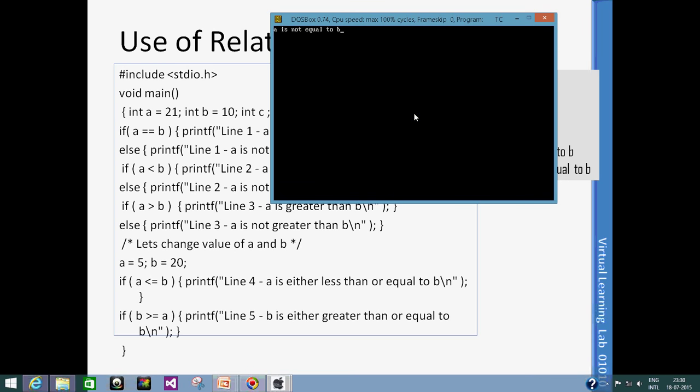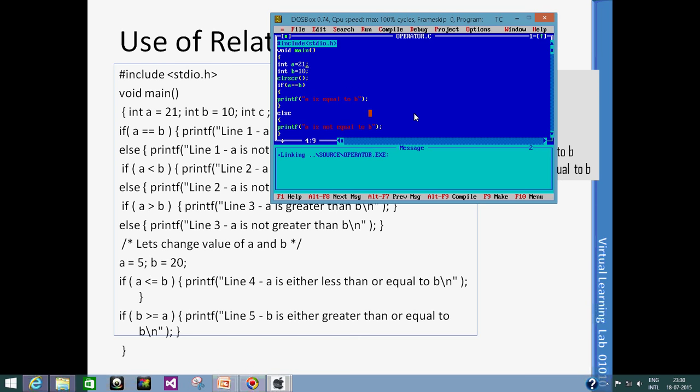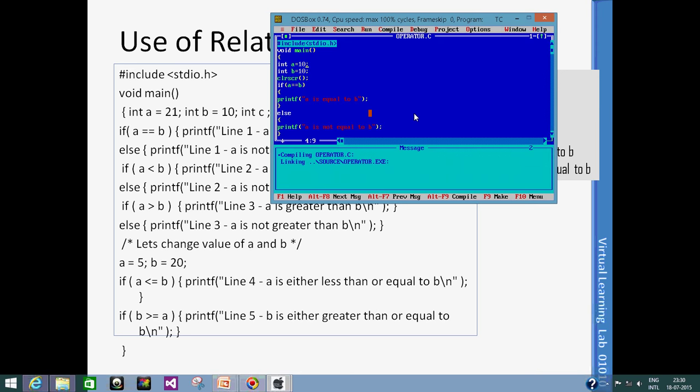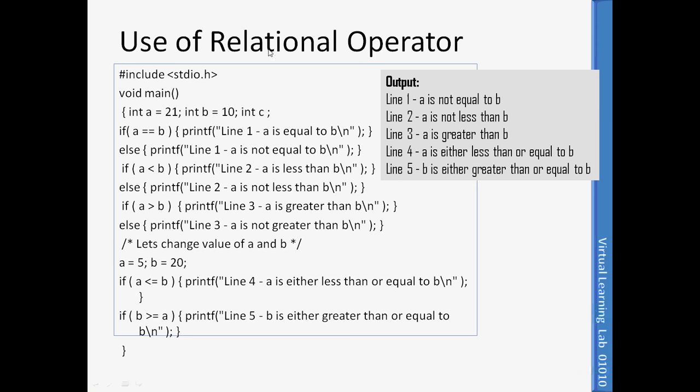A is not equal to B because A is 21 and B is 10. If I make both the values similar, A is equal to B. Similarly we can try other operators, greater than, less than, and subsequent operators can be tried out.